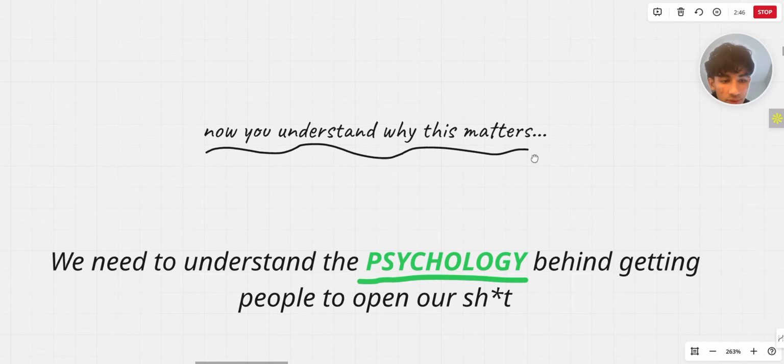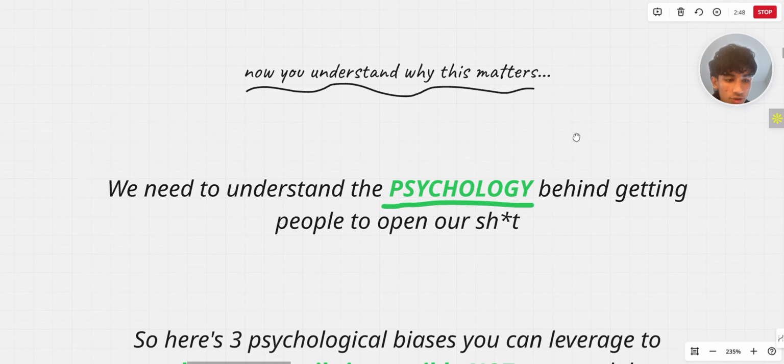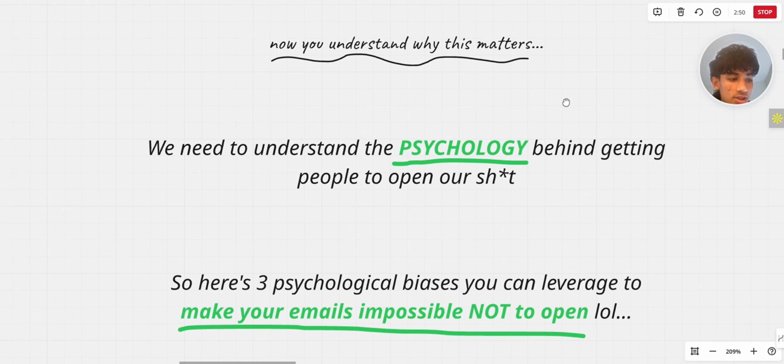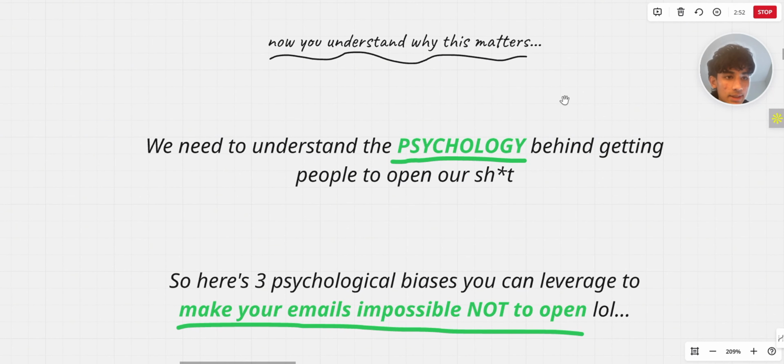So now you understand why email open rates are so important, we need to understand the psychology behind getting people to open our emails. Now, the biggest number one thing we have to understand is that humans don't do anything logically. Forget about opening emails. Humans don't do anything logically. They make decisions based on emotions. And that translates to email opens as well. People will open our emails emotionally, instinctively, impulsively.